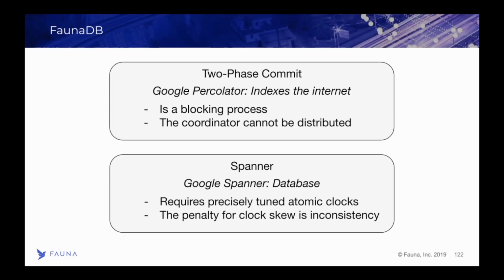So if we go forward in time, another option popped on the market called Google Spanner, and it gives you ACID transactions at scale, distributed, which is super cool. And it does this by requiring each server to have super precisely tuned atomic clocks, which is really hard to maintain, but Google is really good at a lot of things. The problem is that the penalty for clock skew is inconsistency. You're trusting that whoever's managing this algorithm, the database underneath it, that these clocks will never go askew.